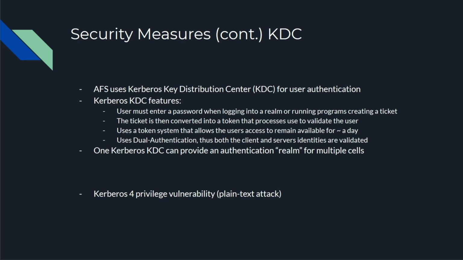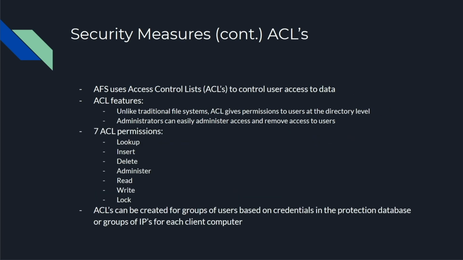Since then, Kerberos 5 has been introduced and those issues were fixed. The Andrew file system uses access control lists to control users' access to data. Access control lists have features unlike traditional file systems, where files individually have their own permissions of read, write, etc. An access control list gives permissions to the users at the directory level, given the 7 access control list permissions given before. Administrators can easily administer access and remove access for the users also.